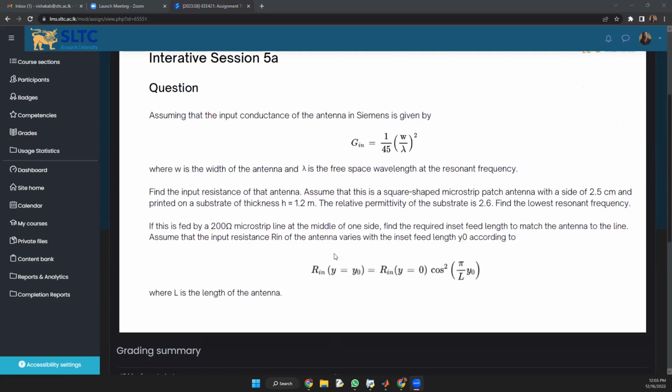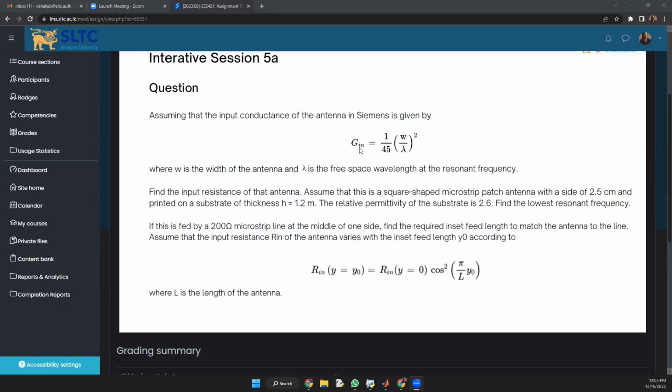So first, what we need to do is find the impedance of the antenna, right? In order for us to find that, we need to find the value of the G_in. G_in is the 1 over value of the impedance of the antenna, right? So the G_in value is defined using the W and the lambda parameters.